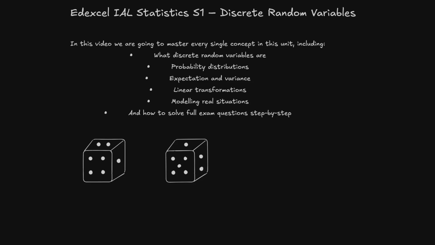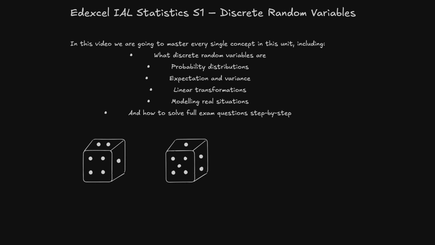Imagine a game where you roll a die and win money depending on the number you get. But here's the question: how much money should you expect to win on average? Not in one game, but over thousands of games. This idea is the foundation of discrete random variables, one of the most important topics in Edexcel S1 statistics.